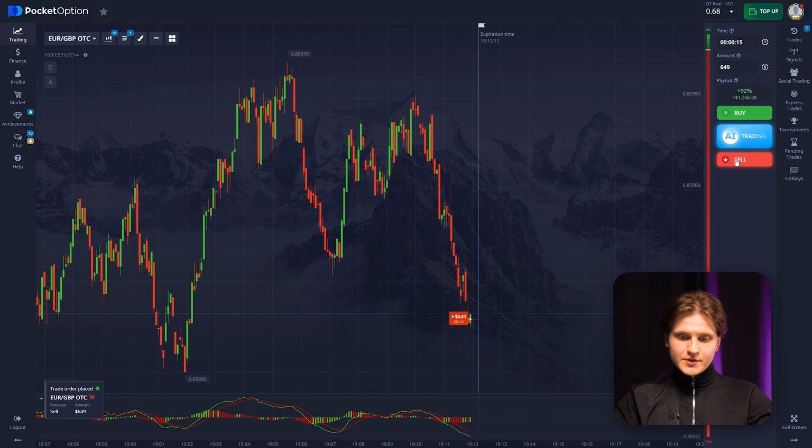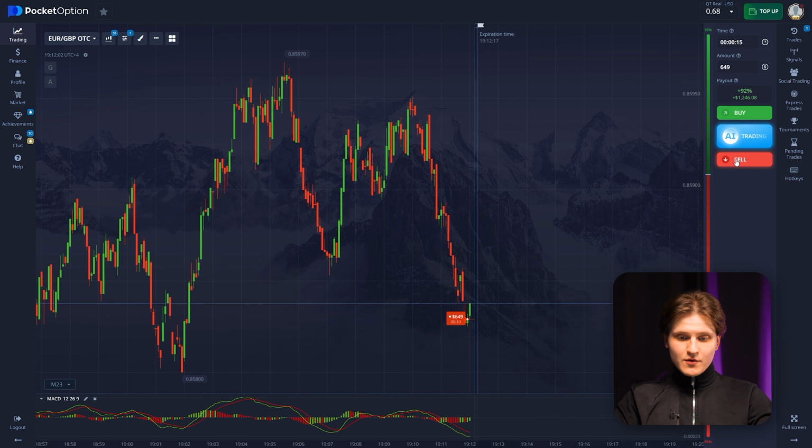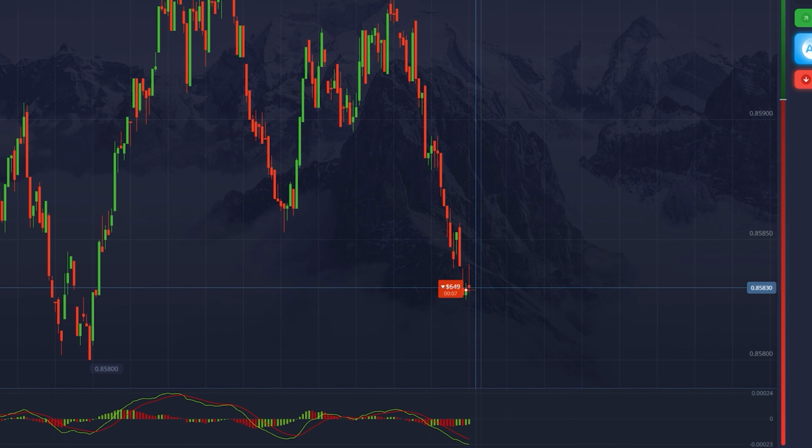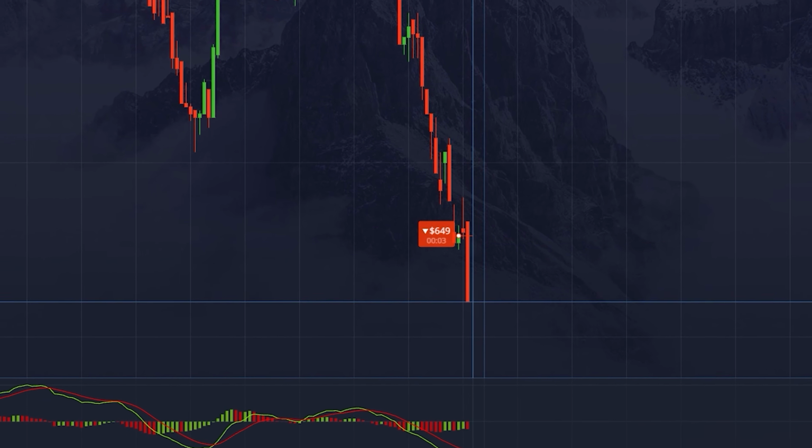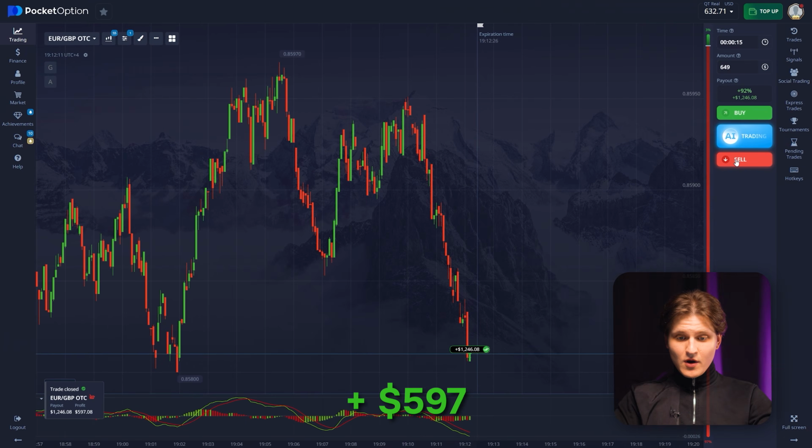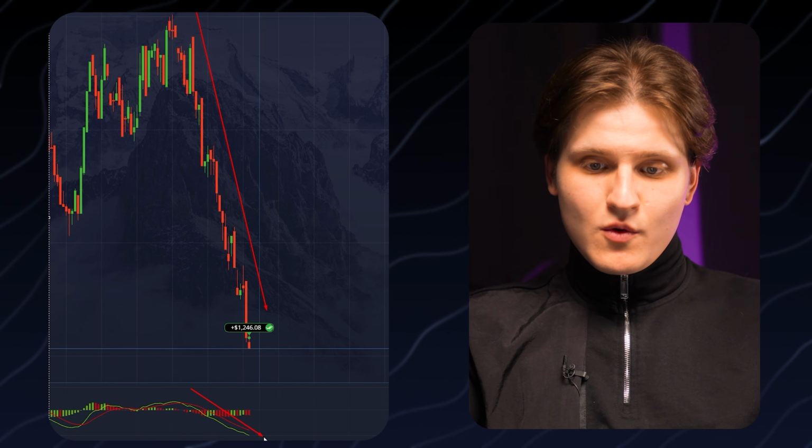So here I open a position down and wait for the end of a trade, as the trend movement is also directed downwards. Great, the transition is successful, similar to the previous one. Only here we have a downward movement, and here it's up. And the situations themselves are very similar.